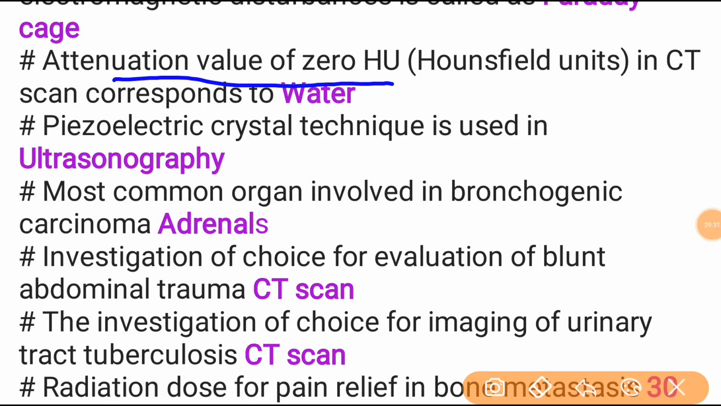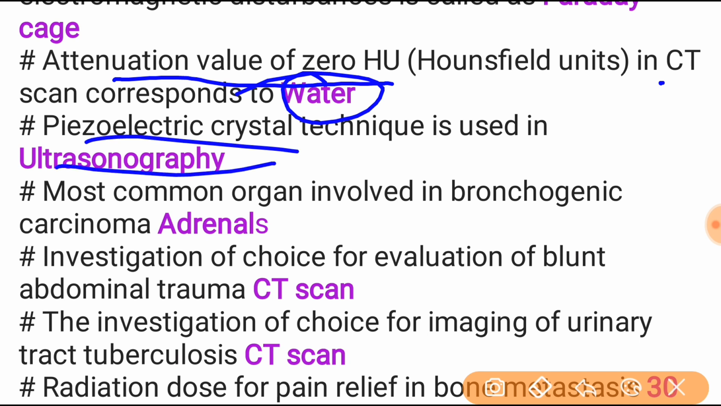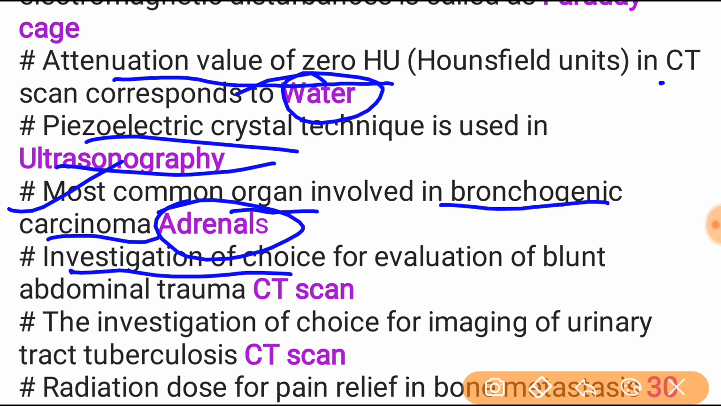Attenuation value of zero Hounsfield unit in the CT scan corresponds to water. The piezoelectric crystal technique is used for ultrasonography. Most common organ involved in bronchogenic carcinoma metastasis will be the adrenal. Investigation of choice for evaluation of abdominal trauma will be CT scan.